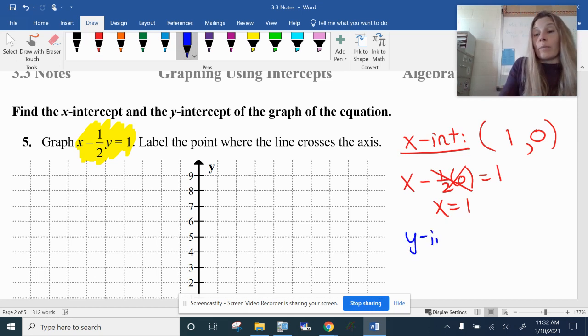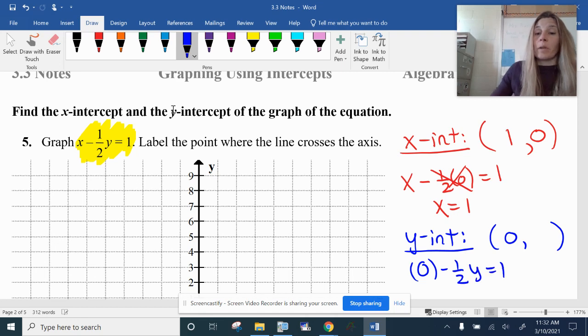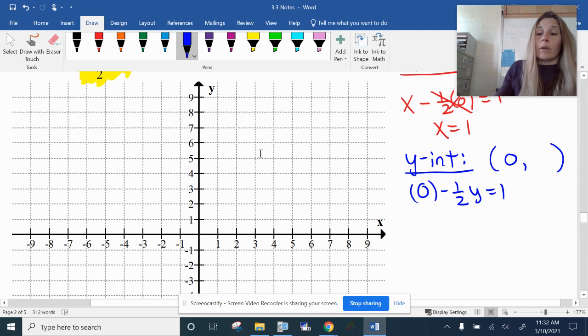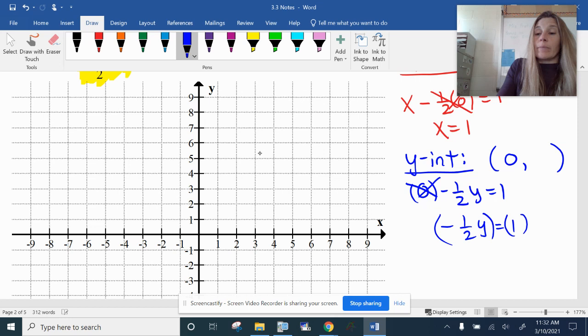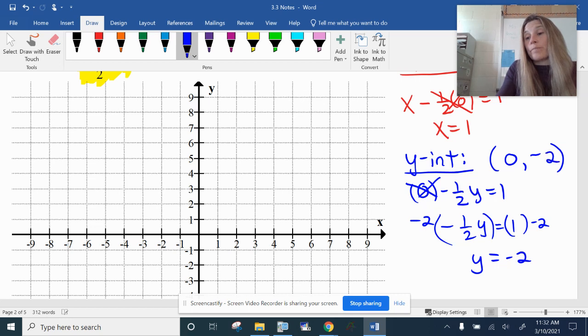Then I'm going to find my y-intercept, which I know will have an x value of 0. So 0 minus 1/2 y equals 1. Now this is one of those times I have -1/2 y equals 1. I'm going to multiply both sides by my reciprocal, which in this case is -2, giving me y equals -2.